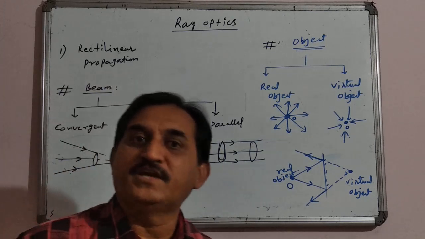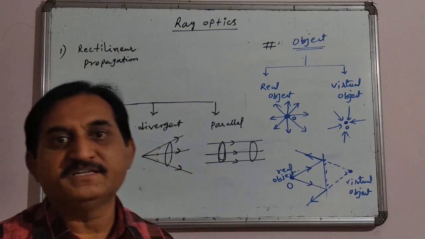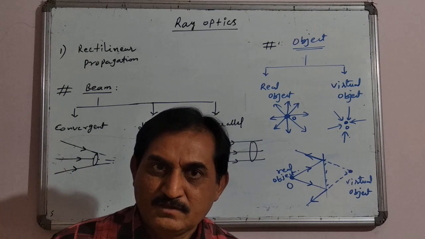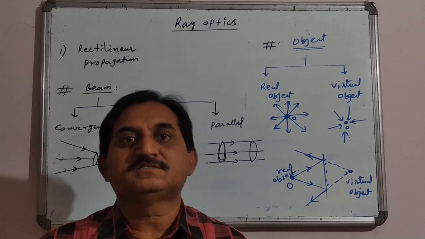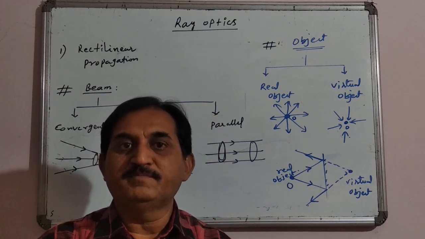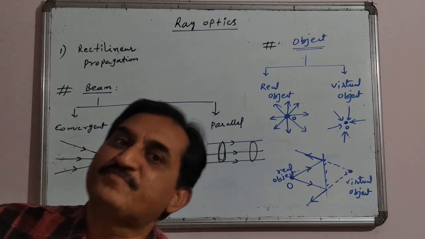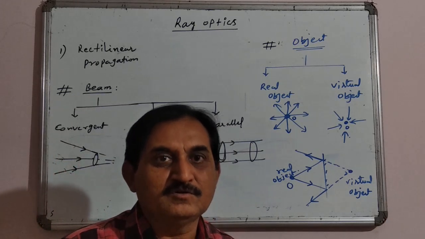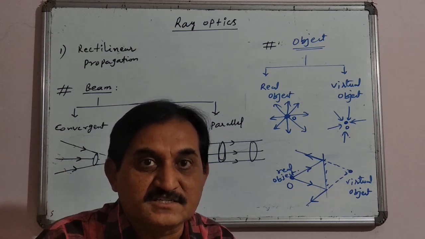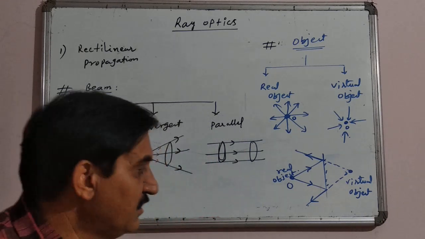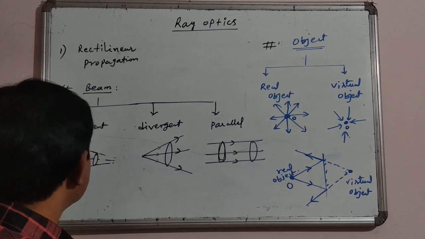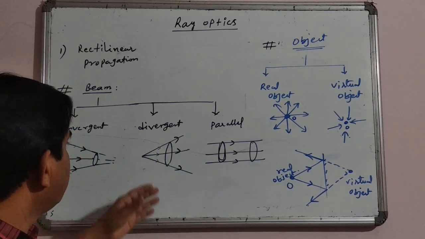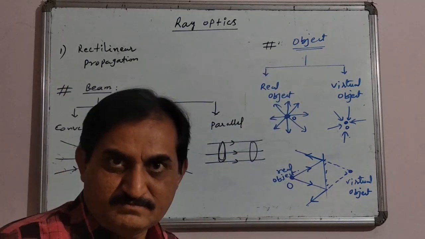So what is the meaning of divergent light? Diverging light: suppose you consider an object from which the light is diverging, coming out, moving away from the source, moving away from the object. In such a case, the light is diverging. We already discussed this in the case of a diverging beam, so we can take this application there.